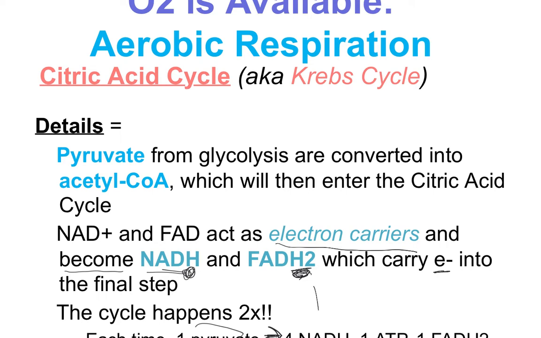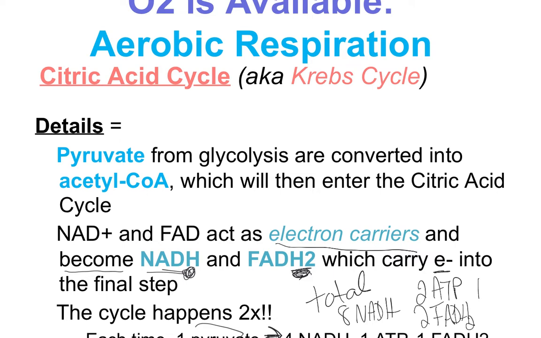Therefore, that is a sum total of 8 NADH molecules, 2 ATPs, 2 of the newly added FADH2, and 6 carbon dioxide molecules that are made through the process of aerobic respiration, also known as the citric acid cycle, aka, for us old people, the Krebs cycle.